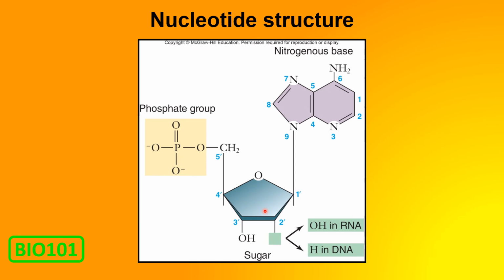Here is your pentose sugar. Remember that in RNA, this little attachment to the number 2 carbon is a hydroxyl group, an OH. And in DNA, this little attachment to carbon 2 is just a hydrogen because you've removed the oxygen. That's the deoxy part of DNA. Ribose sugar. And off of carbon 5 there, you have your PO4, your phosphate group. Right? That's the basic structure of a nucleotide.